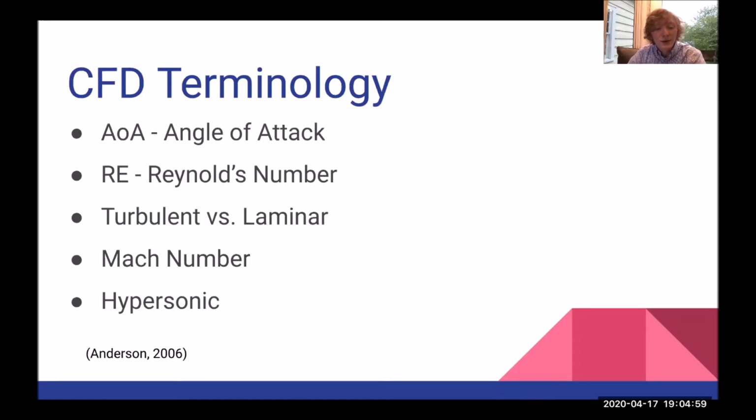The Mach number is the ratio of an object's speed to the speed of sound. So for example, an object traveling at Mach 5 would be traveling 5 times the speed of sound. And hypersonic flow, just like supersonic flow, is a certain speed. So for example, a hypersonic vehicle would typically be traveling at Mach 5 or greater, whereas supersonic would be Mach 1 or greater.